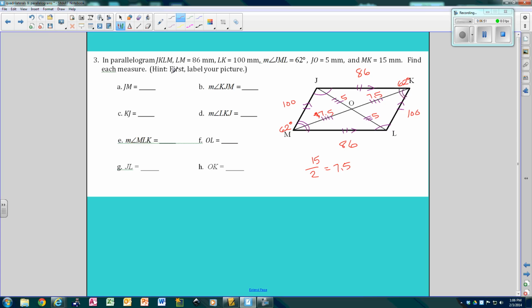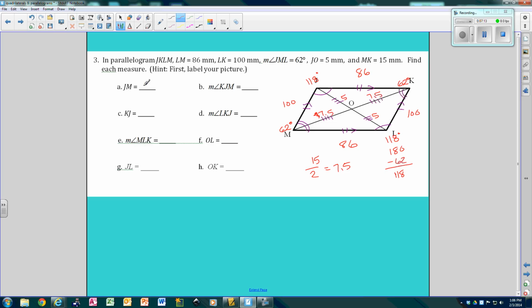Now find each measure. Okay, what do we know about neighbors? We know they're supplementary. So if I do 180 minus 62, I get 118. So this angle is 118, and this angle up here is 118. So now I think I have everything labeled just from these few things.